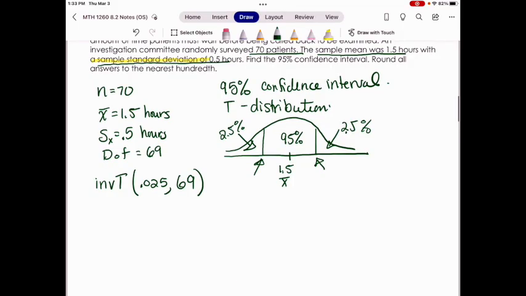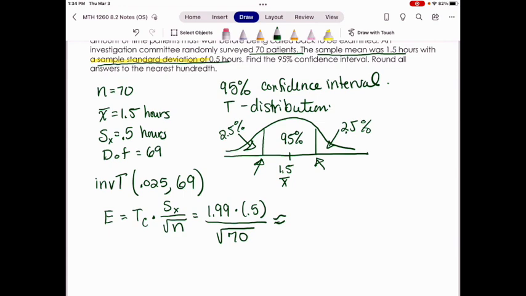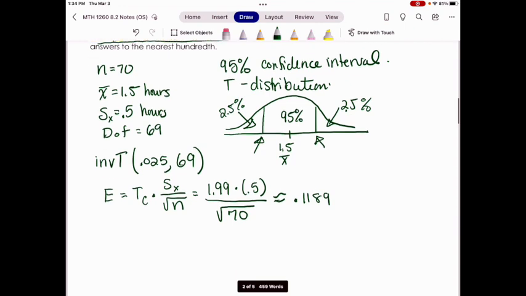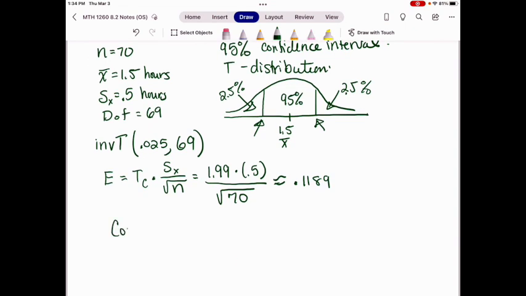Okay, so to find the error, our formula is our t-critical times our sample standard deviation divided by the square root of our sample size. So we got our t-critical was 1.99. We're going to multiply that by our standard deviation, which is 0.5. And then we're going to divide by the square root of 70, since that's our sample size. Now, when we put that in the calculator, I'm going to round it to 4 places. We get that our error is 0.1189. That's our error.